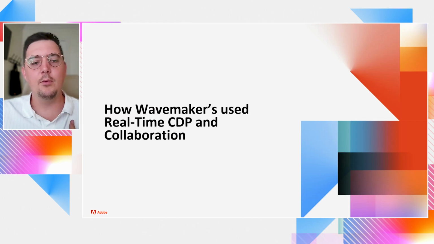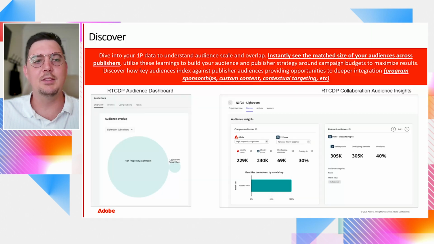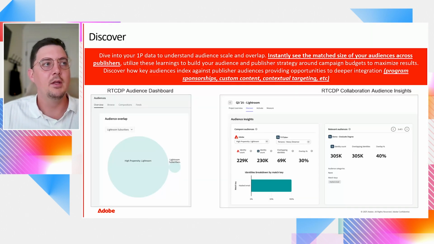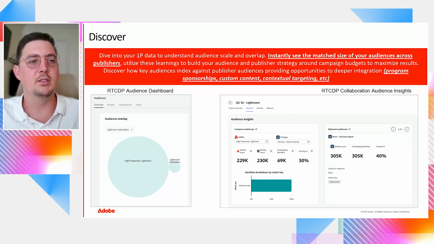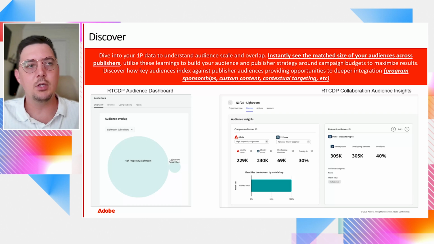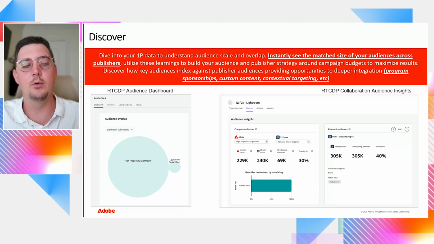So how do we at Wavemaker use a real-time data platform with collaboration? Let's dive into it. First, discover. Dive into your first-party data and instantly see the match size of your audiences across the publishers. As you can see in the chart on the left, we're looking at two different Adobe audiences here for our Lightroom product. One was a propensity audience that we set up and built within Adobe's DMP that we then pushed over to collaboration. And as you can see, it doesn't overlap at all with our existing Lightroom subscribers.